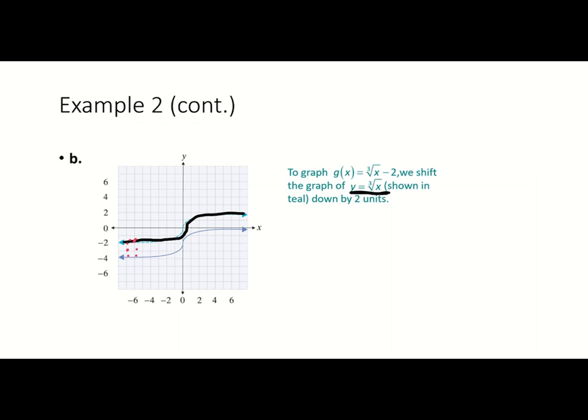For this one, your domain is still going to be all real numbers, and so will your range. It will be all real numbers, or negative infinity to positive infinity. Because there are no asymptotes here, there's no change to that.